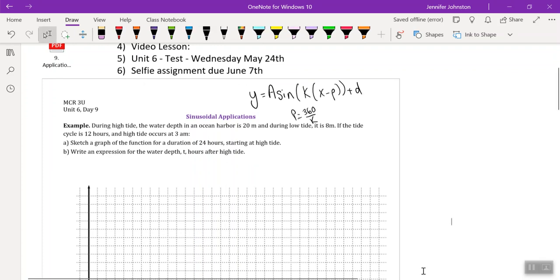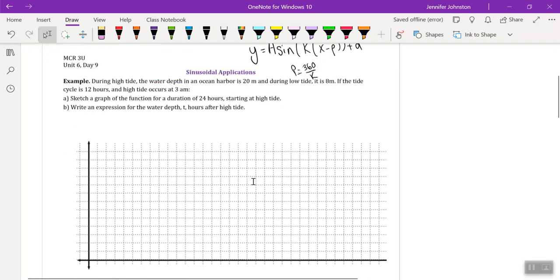Perfect. All right, so let's check out this question. During high tide, the water depth in an ocean harbor is 20 meters, and during low tide, it's 8. So we have a height, our maximum, 20, and our minimum of 8. If the tide cycle is 12 hours, the period, and the high tide occurs at 3 a.m. All right, let's go ahead and try to sketch something out.